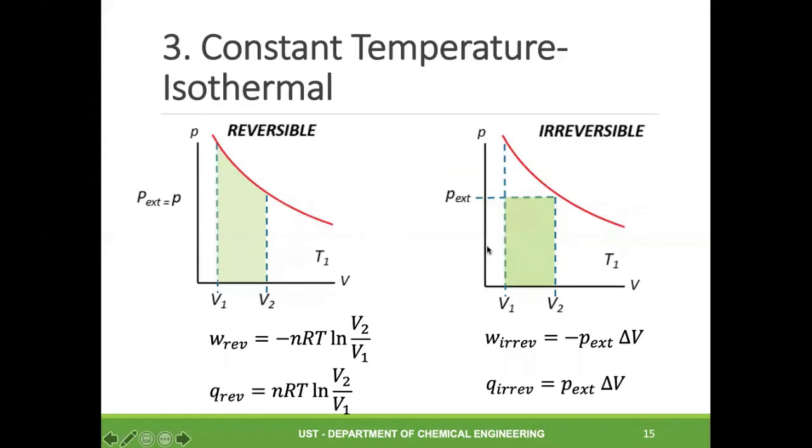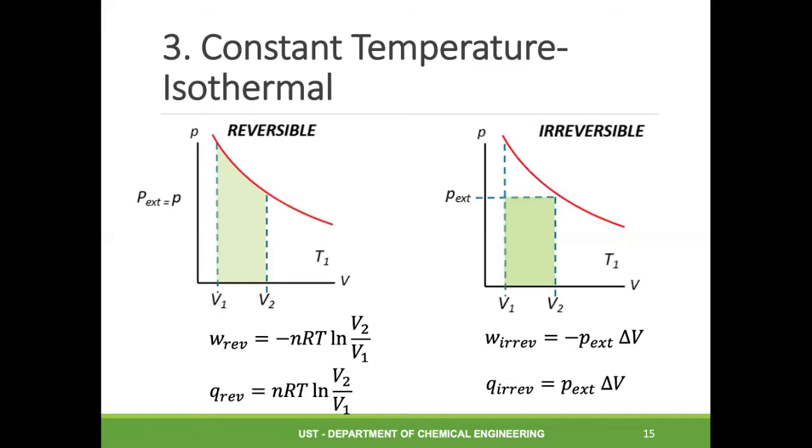Now, let us proceed with isothermal process or constant temperature process. So, under isothermal conditions, the behavior of an ideal gas is described by Boyle's law, and the process is illustrated by the graph below. So, if we have an isotherm here for reversible isothermal expansion, so what is the difference between reversible and irreversible?